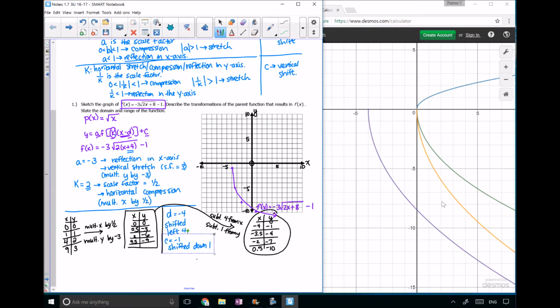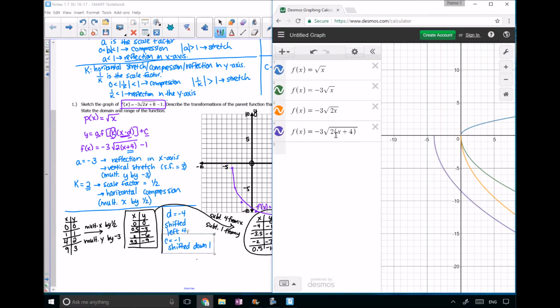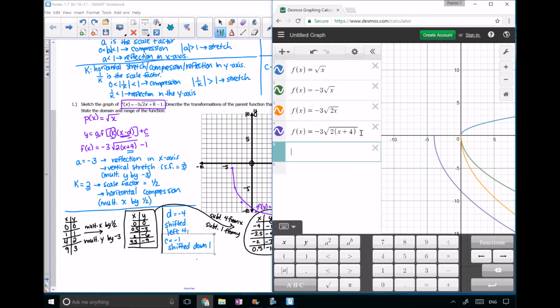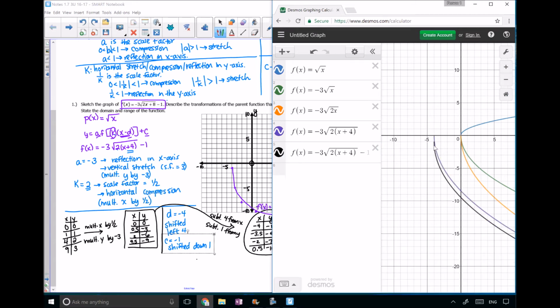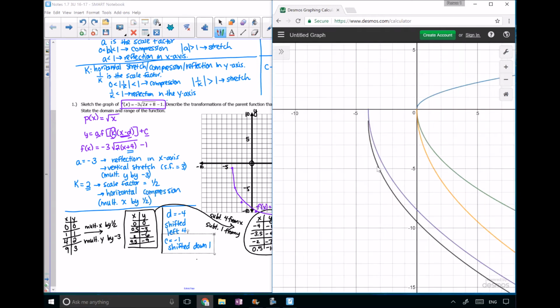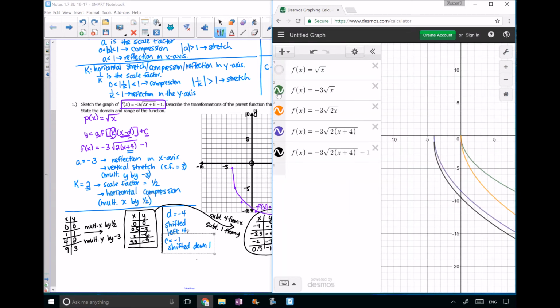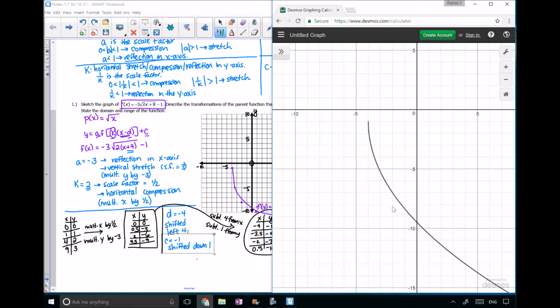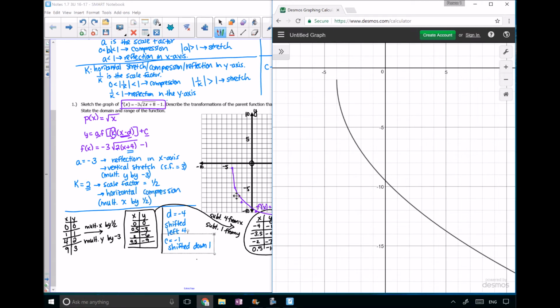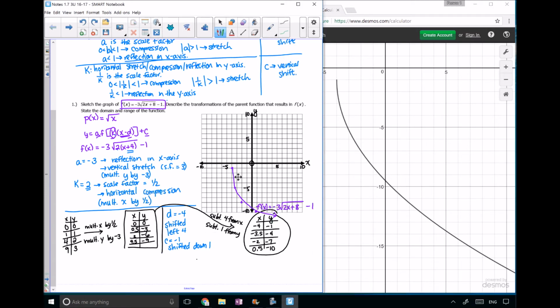And then lastly, c equals -1, it got shifted down 1. So the last thing I'm going to do is say f of x equals -3 times the square root of 2 times x plus 4, and then the -1 goes at the end. So that's this black graph that we have right here, which is the purple graph shifted down 1. This black graph is essentially our final product, and that's what we ended up getting when we graphed it out on our paper over here.